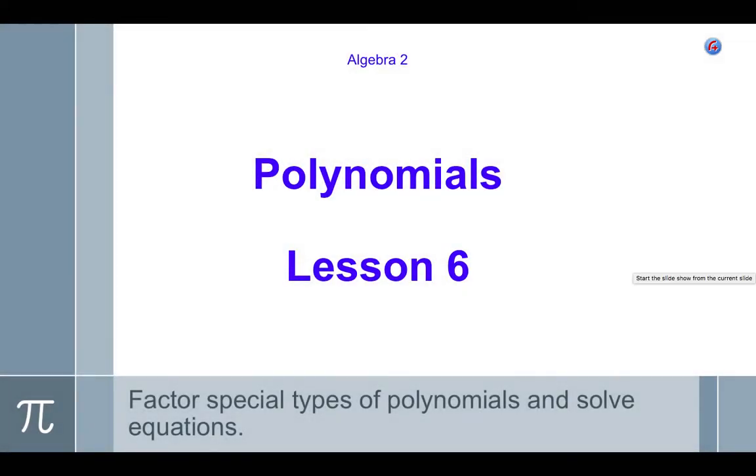All right, welcome to our lesson 6 in the study of polynomials. We're going to be looking at factoring some special types of polynomials, two main types here that we're going to look at, and we're going to show what it means to solve polynomial equations.